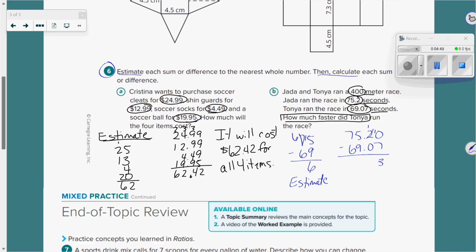Now I go 3, 1. My decimal comes straight down. Borrow again. That gives me 5 and 13/100. That is very close to my estimate. So I feel good about saying that Tanya ran the race 6 and 13/100 seconds faster.